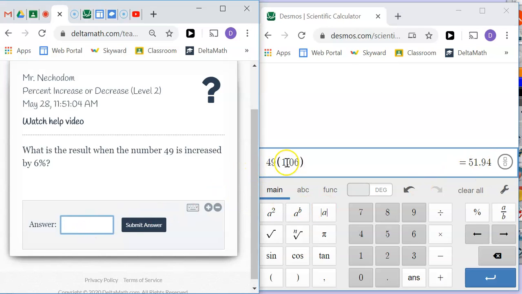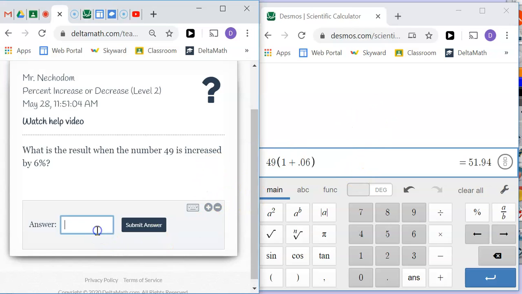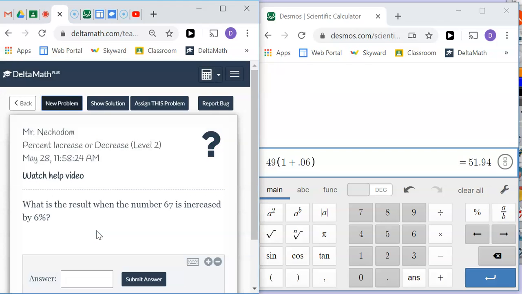51.94. Well, I don't even have to write 1.06. I could just write 1 plus 0.06. Okay, then I can just type in my answer, 51.94. Press enter again, got a green. Okay, let's look at another one.